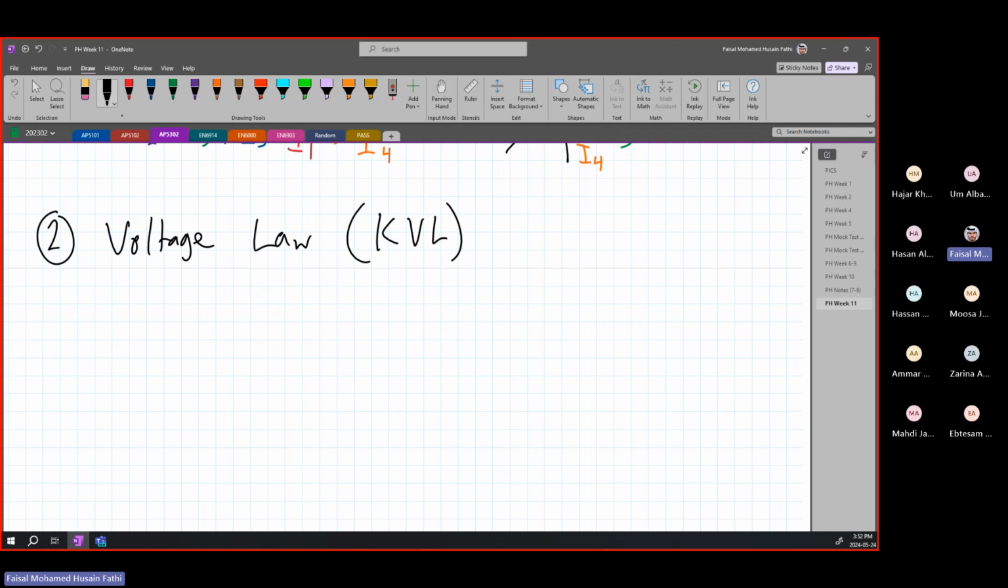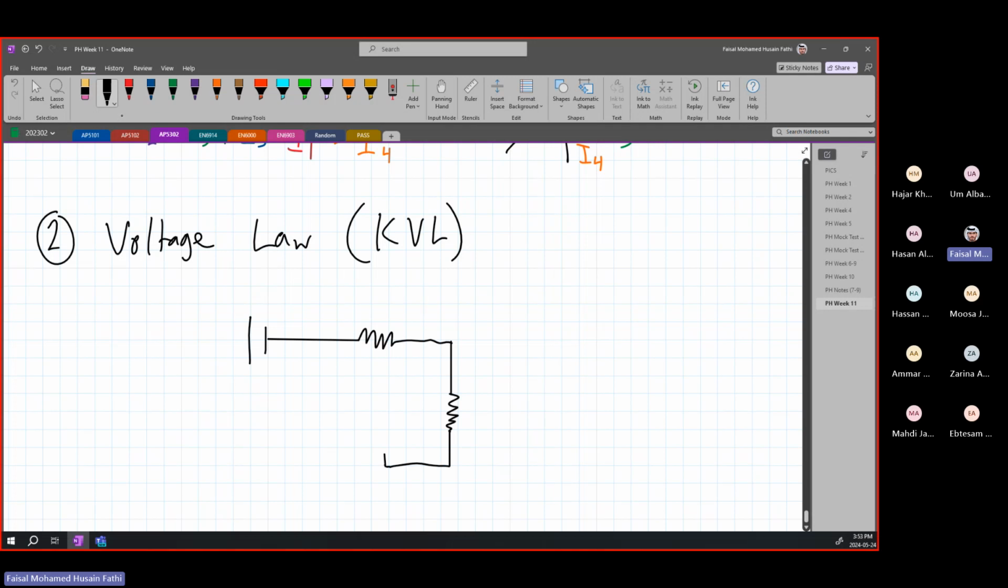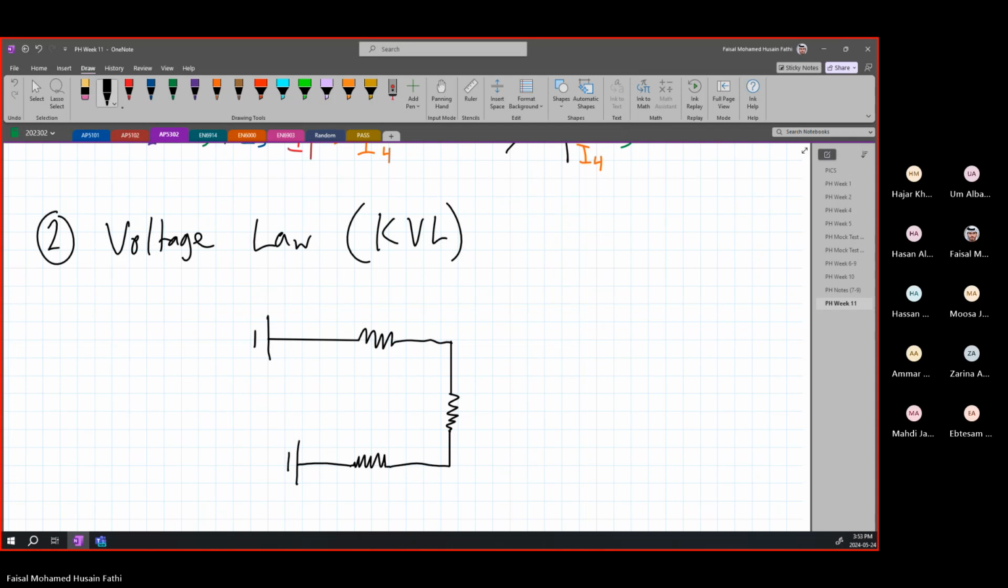So let us say we have this circuit. All right, we have a resistor here, another resistor down here. And we have a voltage source over here like this. Okay, this is minus plus. Here, polarity is very important, and minus plus. Polarity meaning the positive and minus.